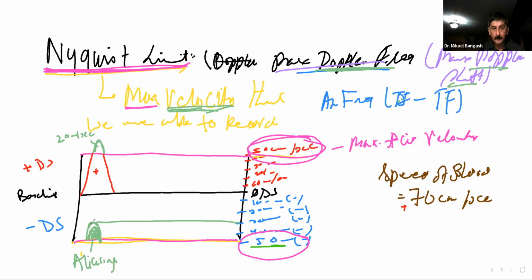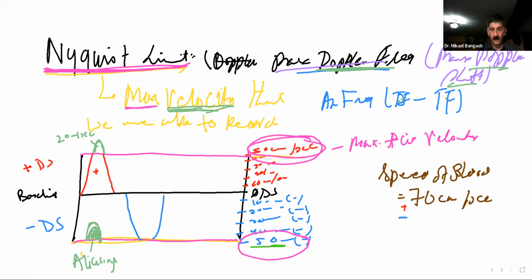Likewise, girls, if we go the other way around, what if we had a negative Doppler shift, whereas our speed was 70 centimeters per second, but our recording setting was set to only be able to record negative velocities to 50 centimeters per second?